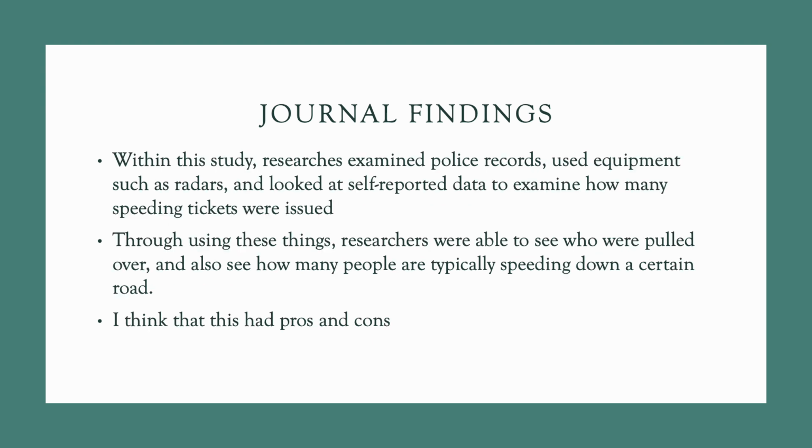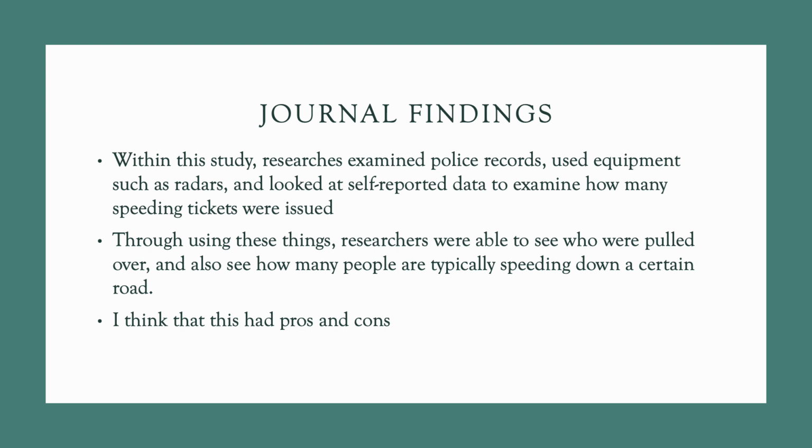The next study, researchers examined police records and also used equipment such as radars and looked at self-reported data to examine how many speeding tickets were issued. Through using these things, researchers were able to see who was pulled over and also see how many people are typically speeding down a certain road.